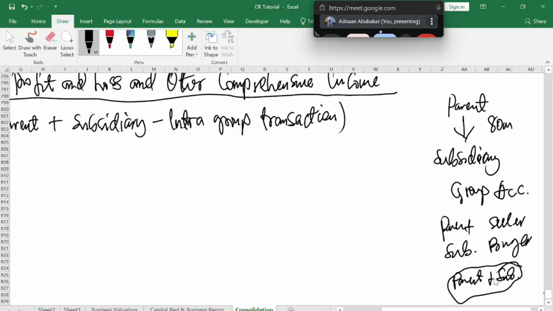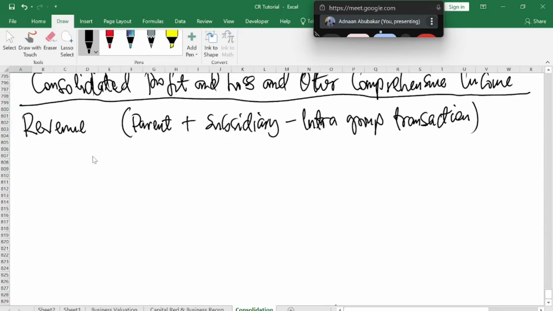Now, according to the standards, the principle is that this transaction must be removed because you cannot sell to yourself and make profit. So for that reason, we should remove this intra-group transaction. This 80 million is recorded in the parent's books as sales or revenue, so that is why in the intra-group transaction we should remove that amount from the books.